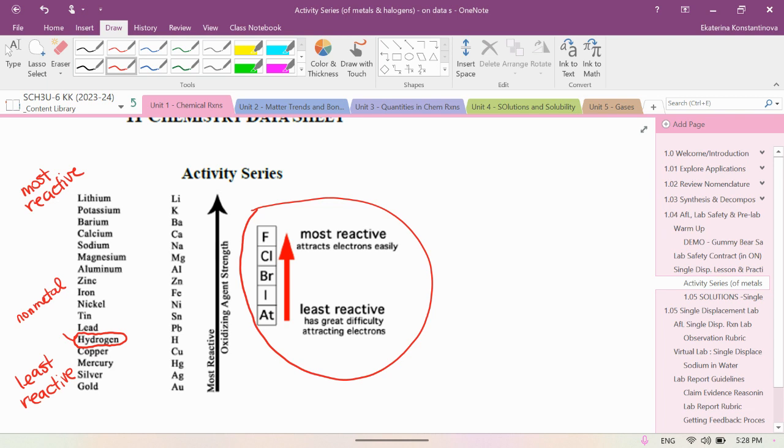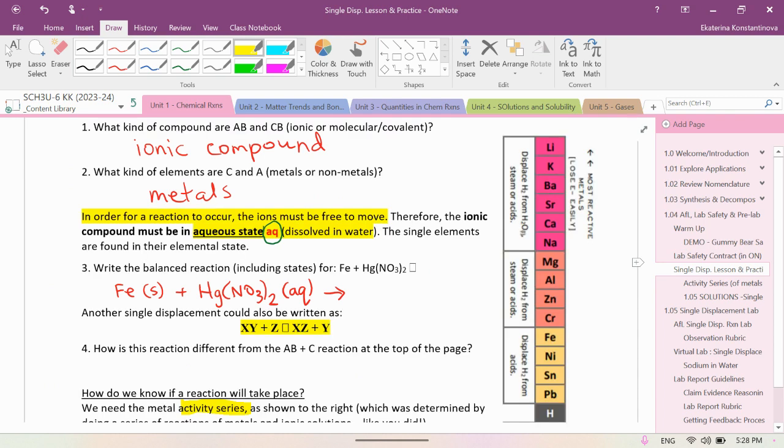So in our case, we have iron, and we are trying to displace mercury. Iron is more reactive than mercury, so yes, this reaction will proceed. So I will displace my cation with my cation. So I will have iron 2 nitrate, let's add our states, aqueous, plus mercury. Mercury's elemental state is liquid. We write a cursive L for this.